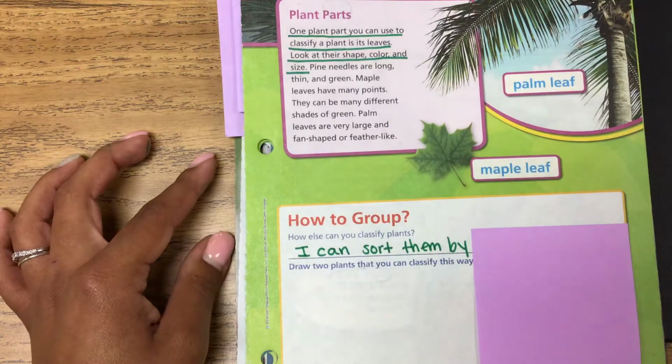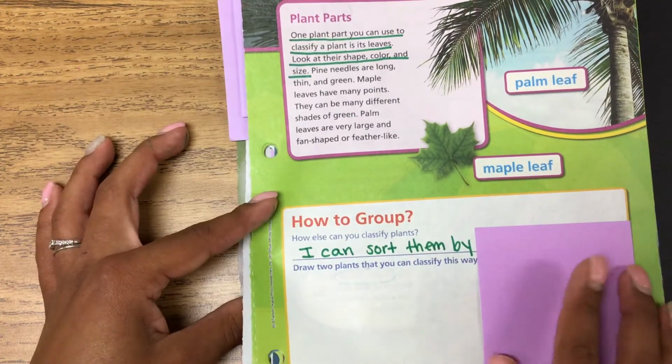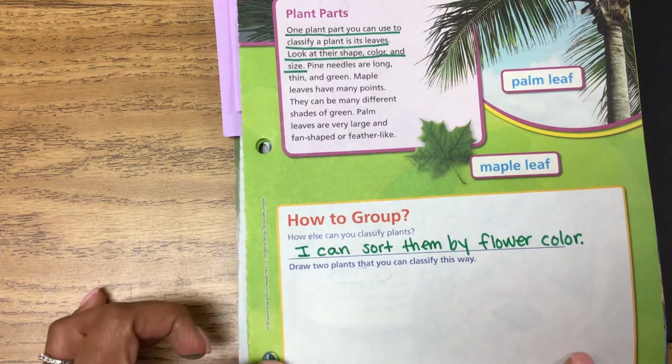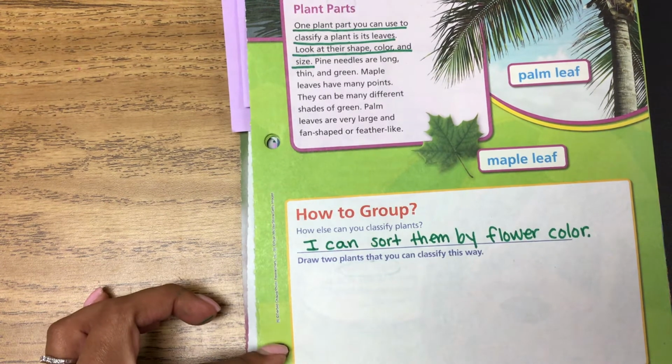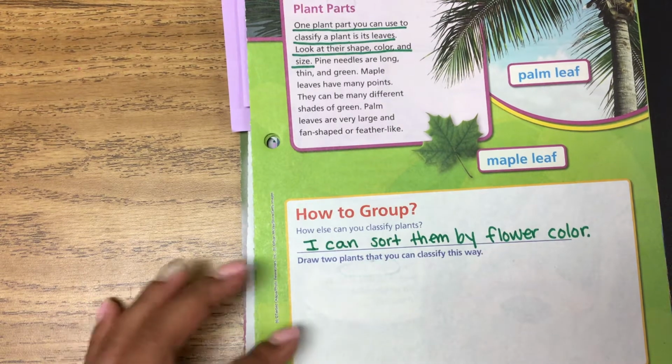Take a look down here. It says, how else can you classify plants? Now, one way we can sort them is by the color of the flower. So go ahead and take a few minutes to draw 2 plants that you can classify either by the flower's color or come up with a different way that you can classify plants.